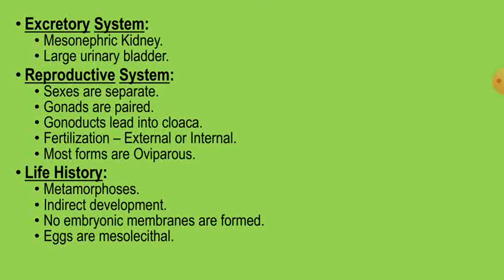Next is the reproductive system. Sexes are separate. Copulatory organs are absent here. Gonads are paired and the gonoducts lead into the cloaca, so fertilization is either external or internal. Most forms are oviparous, which means egg laying organisms.